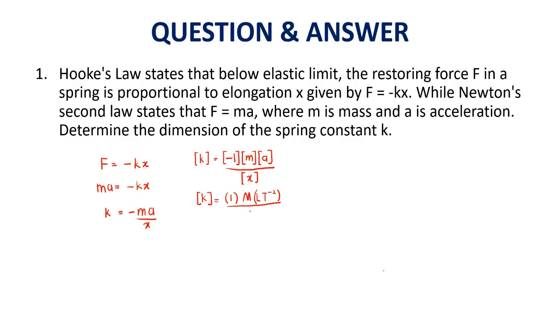x also. Lepas tu, untuk cari dimension k, k still soalan. So, we have to put k in this square bracket. Okay. So, what happened to L? Kita cancel out. So, the final answer for k is M T negative 2.